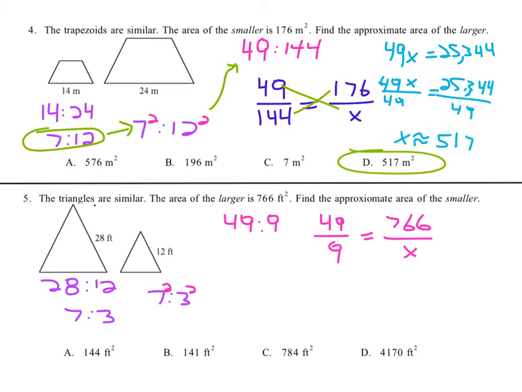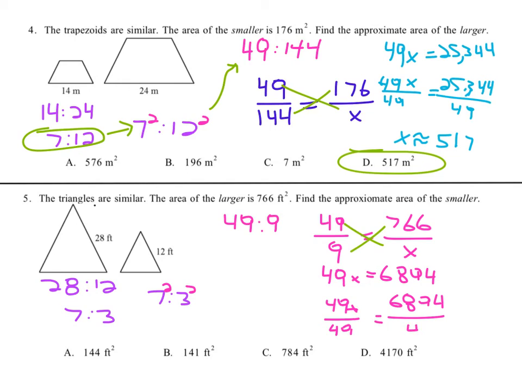And what do we get? We multiply diagonally here to here. We get 49x. And here to here, we get 766 times 9, which is 6894. And then, of course, 49x divided by 49 is going to be equal to 6894 divided by 49.